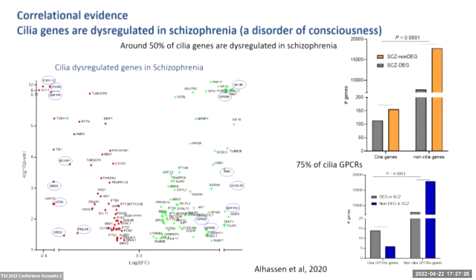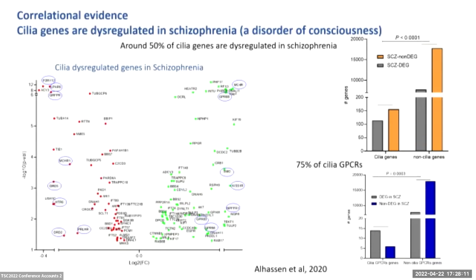So we started with correlational studies. The closest disorder to the cognitive dysfunctions is schizophrenia. We looked at a database of all the transcriptomes, the 28 genes, and in collaboration with Dr. Pierre Baldi at the University of California, Irvine, we found that around 50% of cilia transcriptomes are dysregulated in schizophrenia. The database includes post-mortem prefrontal cortex from patients with schizophrenia.